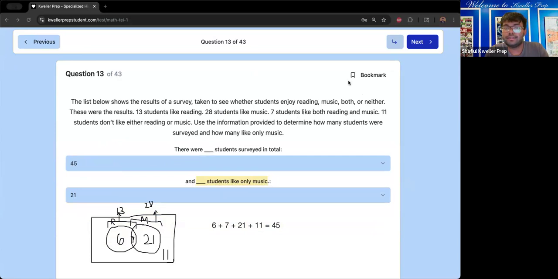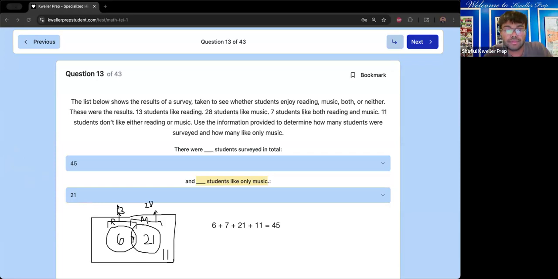Why do I add the seven? Because the idea here is six students like only reading. Seven students like both reading and music. So seven is different from six. If you like both reading and music, you will be in the middle oval. But if you like only reading, then you will be on the outside six. So once I break it down like this, I put the seven on the inside because seven students like both of them.